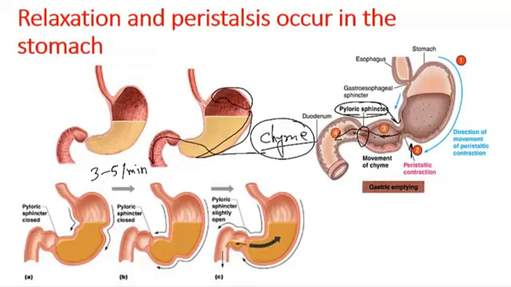Now this whole process of contraction is regulated by our brain, by different centers in our brain that give the idea whether the food is large enough that we need to generate a larger force to put it into the duodenum.